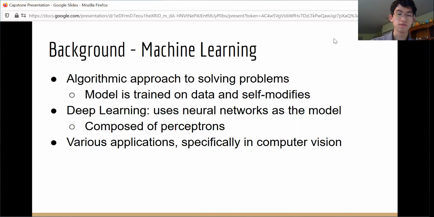Deep learning is a specific subset of machine learning, which uses a neural network or multi-layer perceptrons as the model architecture. There are many applications of these deep machine learning models, including image recognition, natural language processing, and bioinformatics.